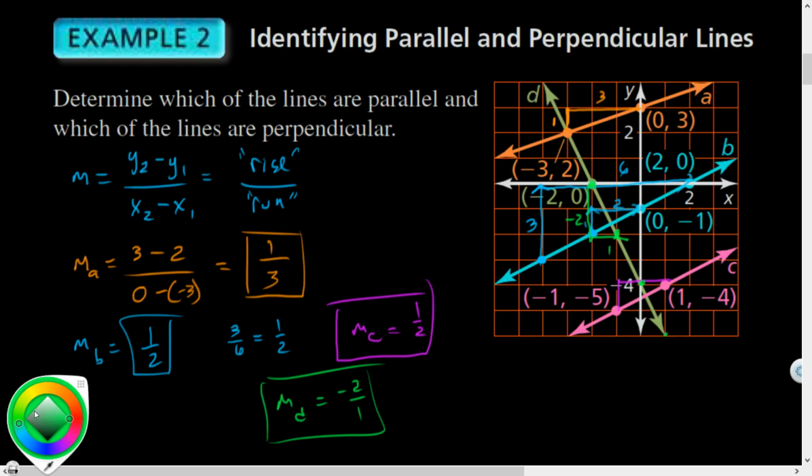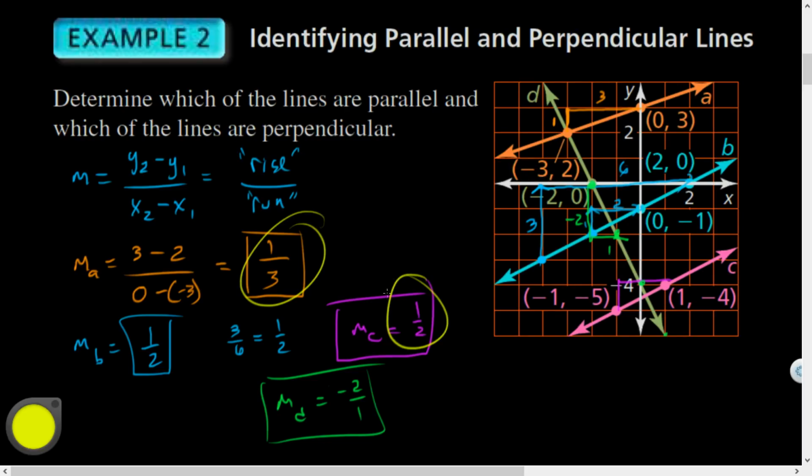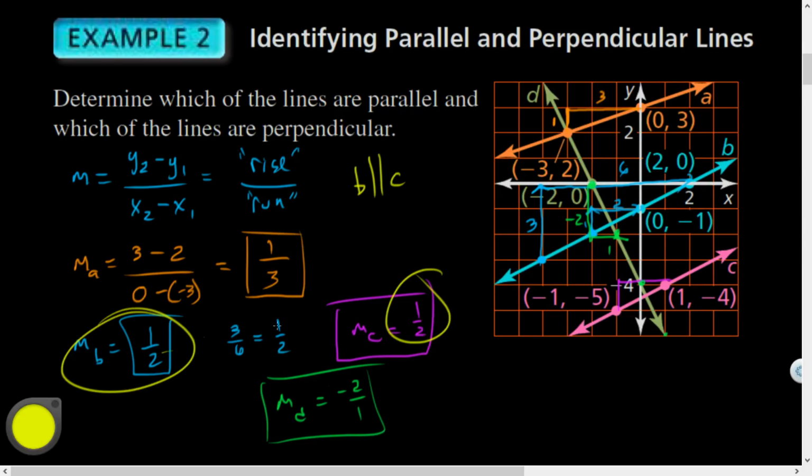So now they ask the question, which of these lines are parallel? B is parallel to C because they have the same slopes.